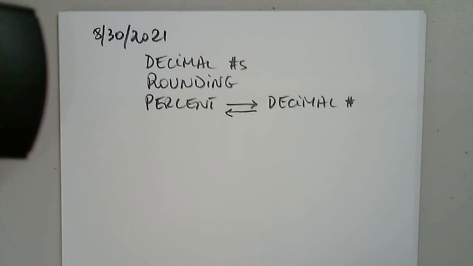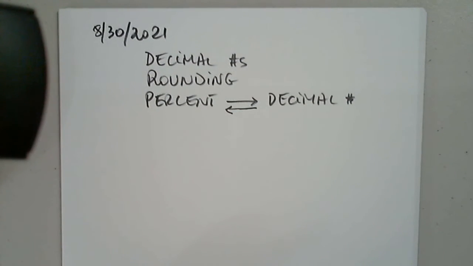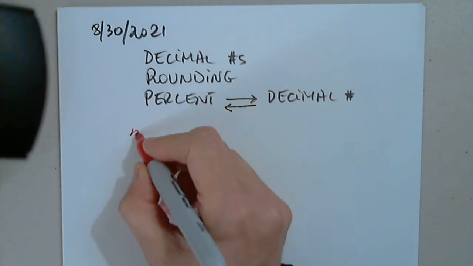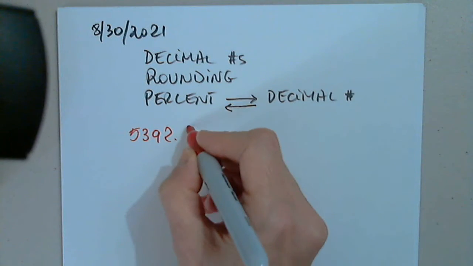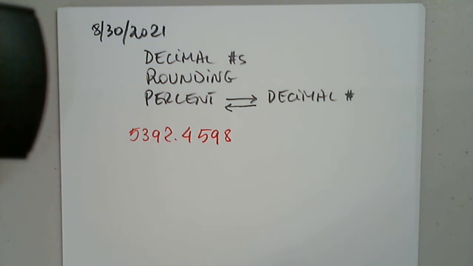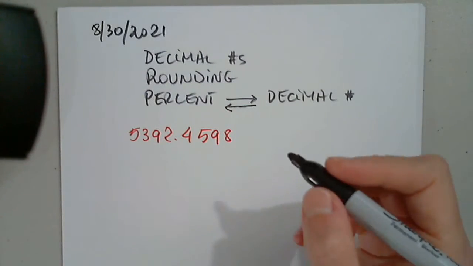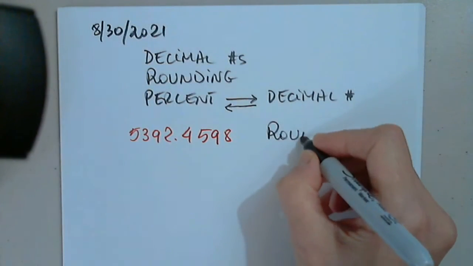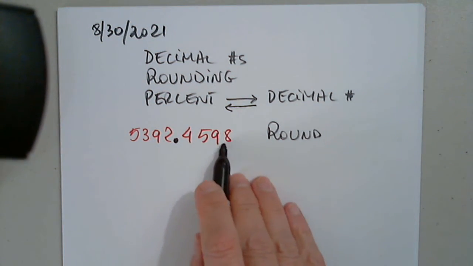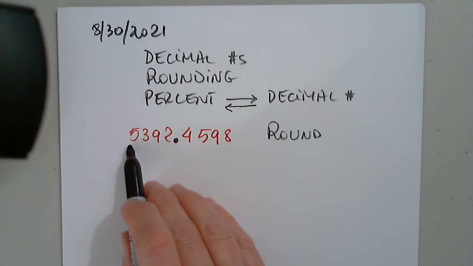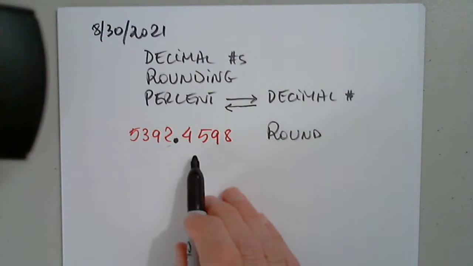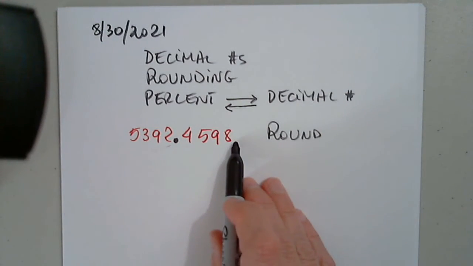Okay, my first number that I'd like to start with, I don't know, you can give me a number if you'd like. Let's say 5392.4598. And let's say we are asked to round. As you see, this is a decimal number. It has the period and it has a decimal part. So this is the units. These are the units or the unit block, and these are the decimal block, right?